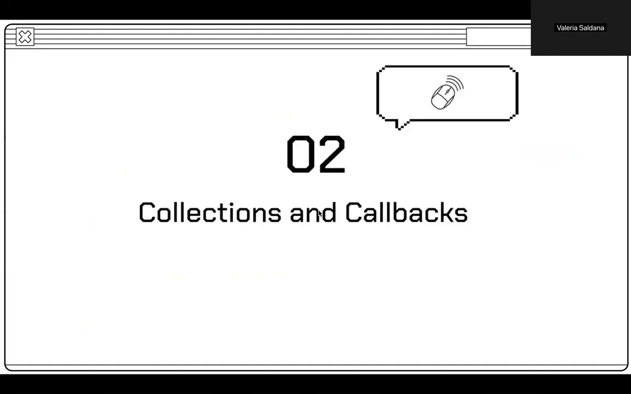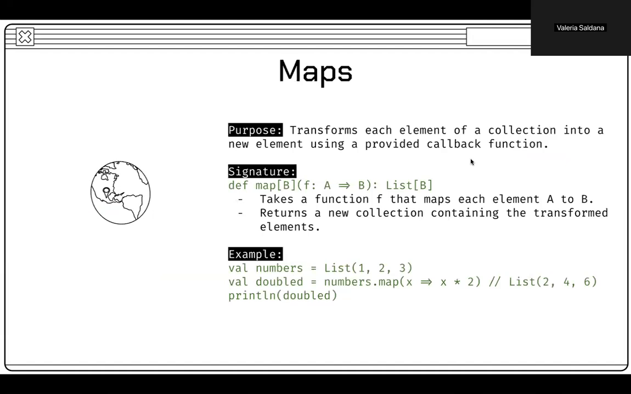Now let's move on to collections and callbacks. These are powerful tools in functional programming for transforming and aggregating data. We'll focus on key operations like map, flat map, fold right, and reduce, and understand when to use each one of them. First up is map. It transforms each element of a collection using a callback function. For example, given a list of numbers, we can use map to double each value, as shown here.